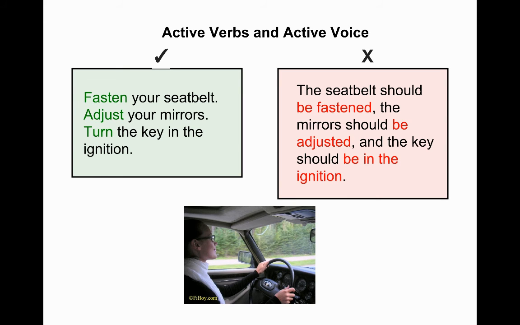Active verbs. So you can see on the right-hand side again, the seatbelt should be fastened, the mirrors should be adjusted, and the key should be in the ignition. That's called passive voice. It's not clear in that sentence who is doing it. And it's all very conditional. It should be done this way, it should be done that way, but everything's sort of in a weird order, with it not being very clear who the agent of the action is and the verbs not at the beginning of the sentence. So here's the alternative. Fasten your seatbelt, adjust your mirrors, turn the key in the ignition. It's clear who's being told what, and it's using active verbs.